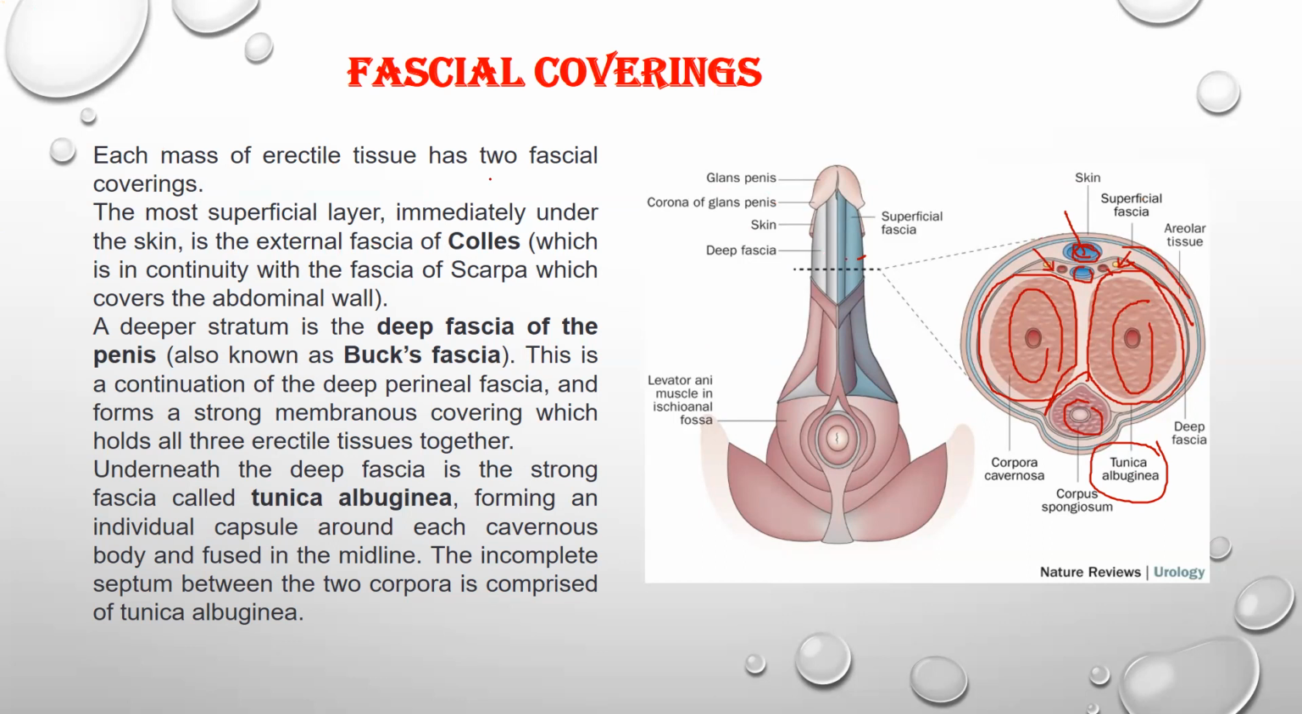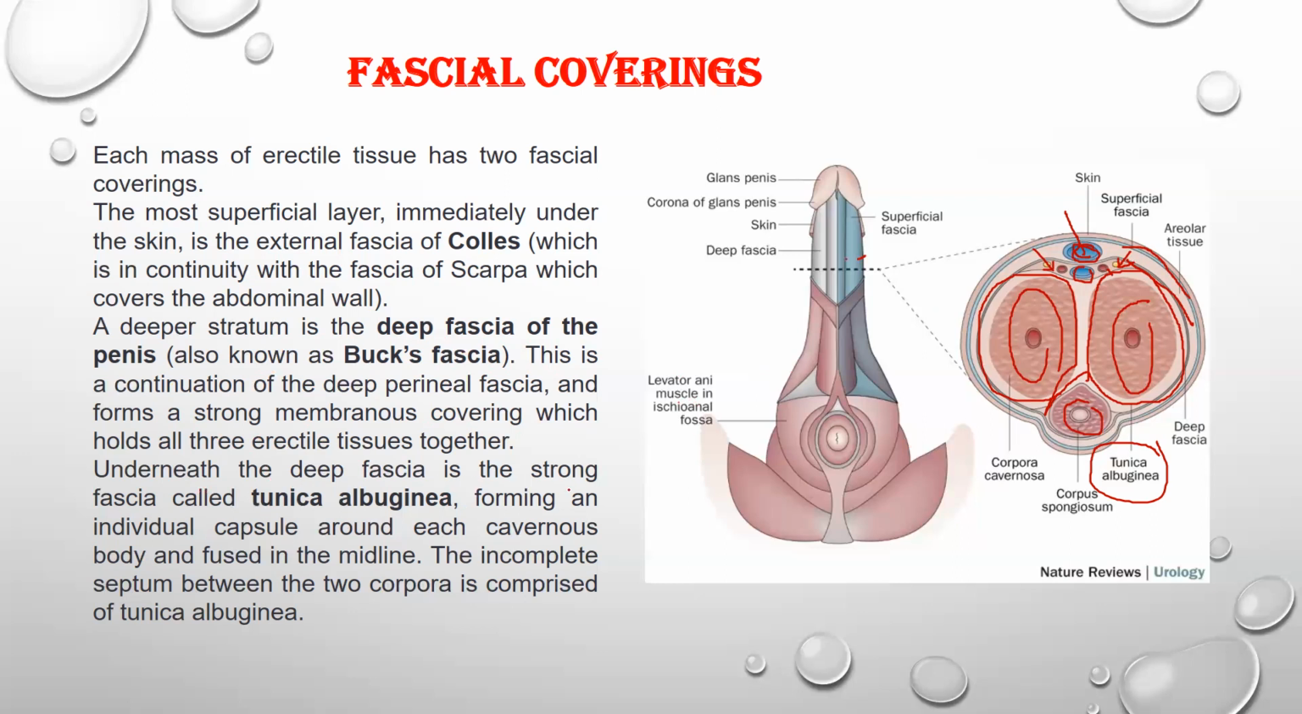Each mass of erectile tissue has two fascial coverings. The most superficial layer immediately under the skin is the external fascia of Colles, okay, which is in continuity with the fascia of Scarpa, which covers the abdominal wall. And a deeper stratum is the deep fascia of the penis, known as Buck's fascia. This is a continuation of the deep perineal fascia and forms a strong membranous covering which holds all three erectile organs together. So the deeper fascia is also there.